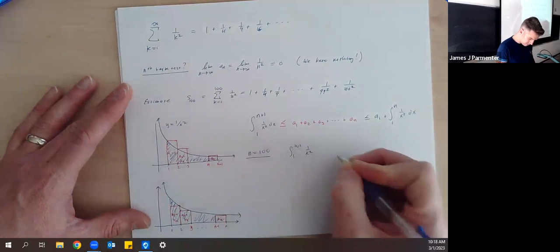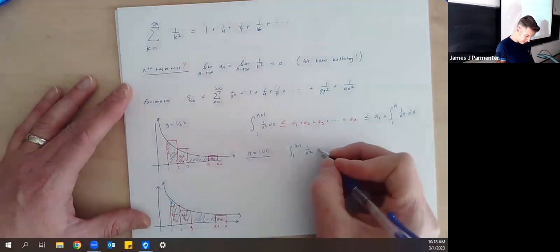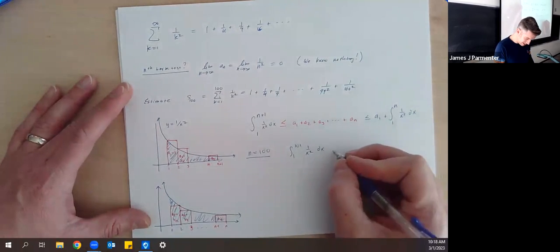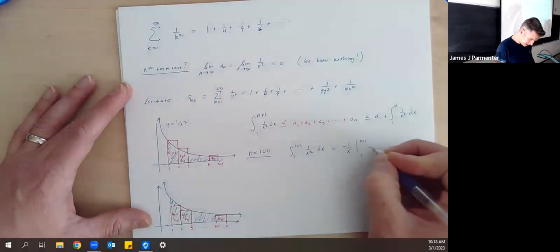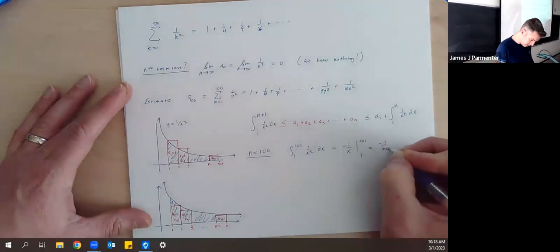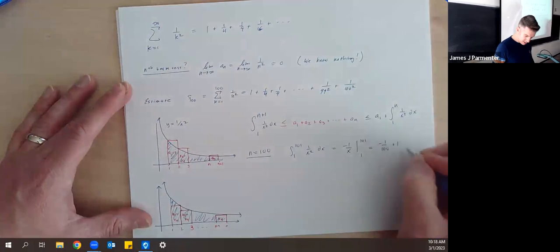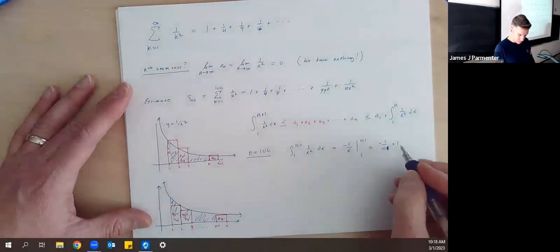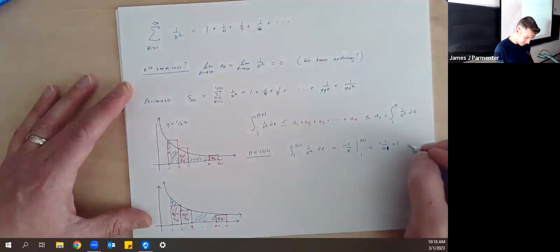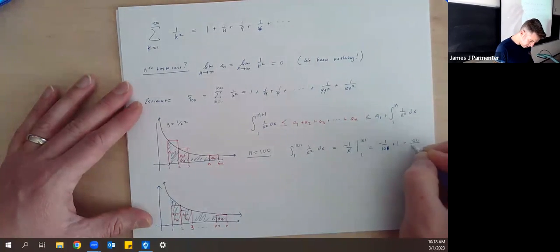well, the integral of 1 over x squared is negative 1 over x from 1 to 101. That's going to be negative 1 over 101 minus negative 1. So that's going to be 101 over 101 minus 1 over 101, which is going to be 100 over 101.